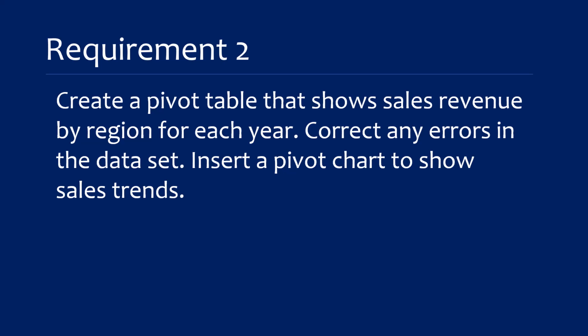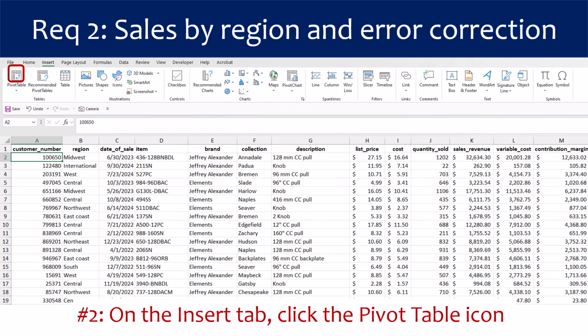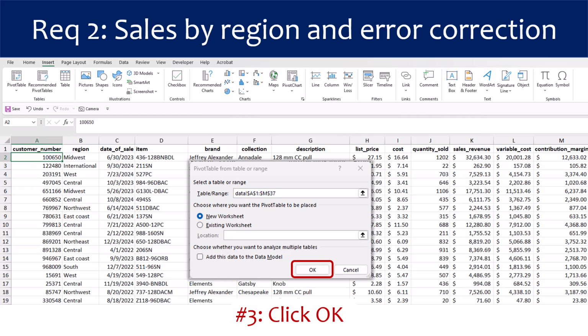Requirement 2 states, create a pivot table that shows sales revenue by region for each year. Correct any errors in the data set. Insert a pivot chart to show sales trends. The first step is to click anywhere in the data worksheet. Next, on the Insert tab, click the pivot table icon. Next, to accept the default range and open a new worksheet, click OK.